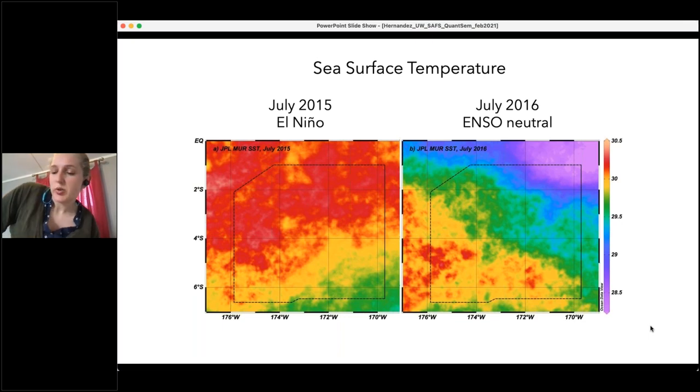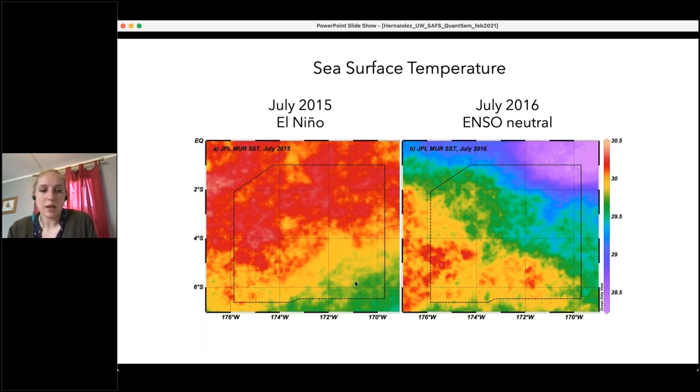The other good reason to focus on 2015 and 2016 is that we had a really big difference in the ecosystem between those 2 years. In July of 2015, the ecosystem was in an El Nino state, and in July 2016, it was ENSO neutral. These plots show the satellite imagery of sea surface temperature. And the average temperature over the whole protected area is about 2 degrees warmer in 2015 than in 2016, which might not sound like a lot, but we're really close to the equator. And that can actually be comparable to the seasonal cycle. So that's a really big deal.